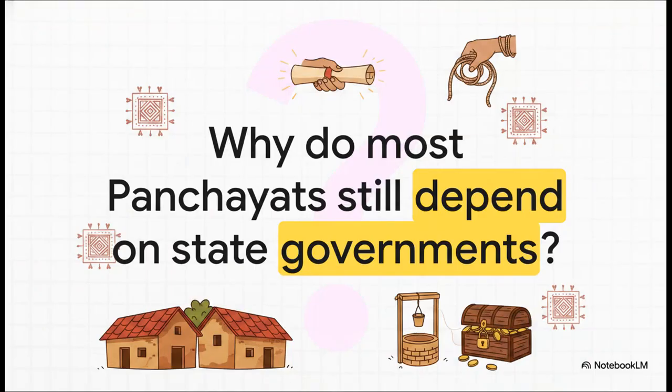So we end with this thought. The constitutional promise on paper, it's honestly brilliant. It creates a powerful third tier of government. But is that what's actually happening on the ground? While Article 243 gives them all this power, why do most panchayats today still find themselves completely dependent on state governments for both funds and functions? The law is there, but closing that gap between the promise and the reality, well, that's the challenge that still remains.